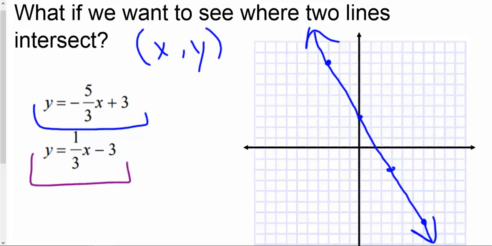The next thing I'll do is I'll graph this line here. I'm going to start with my y-intercept of -3. And now I use my slope to go up 1 to the right 3. And I'll do that a couple times. We could also go down 1 and to the left 3.